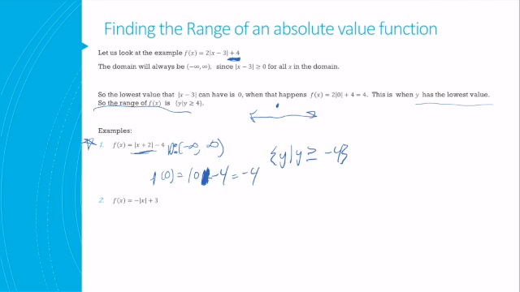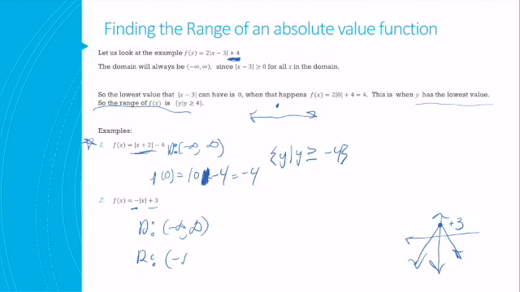So for f of x equals negative absolute value of x plus 3, because it's got this negative symbol in front, the graph has been flipped. Okay? So we've flipped the graph, so now our graph is going to be opening downward, but it's also been shifted up 3. So here is our graph. In this case, my domain goes from negative infinity to positive infinity, but our range goes from negative infinity all the way up to 3. That negative symbol flipped my graph over, and this shifted my graph up.